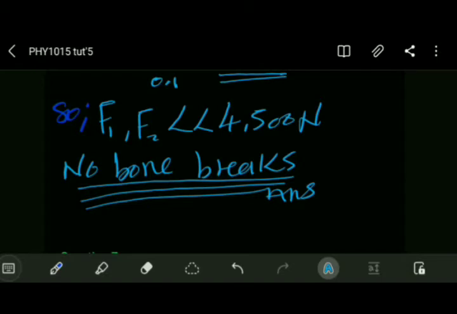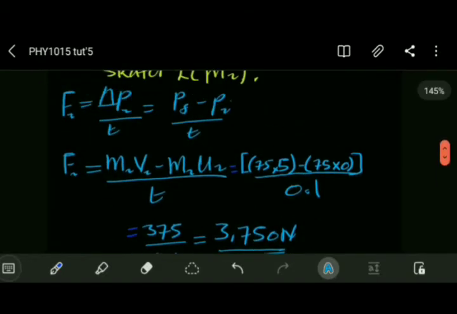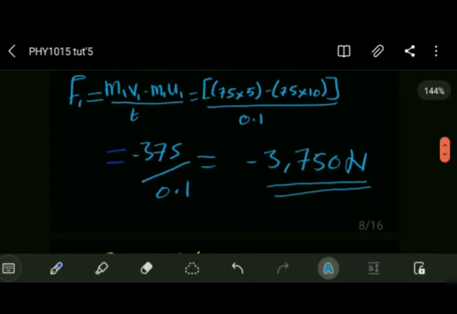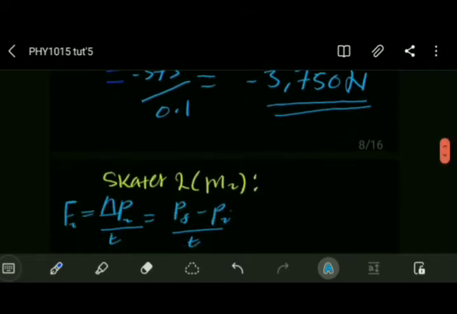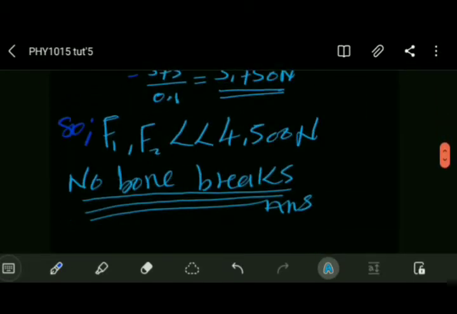All right. Okay, so yes, that's what we are supposed to find here, just the impact force on each skater, and we have found it. After finding that, we compare to the threshold for breaking a bone, and we have discovered that the forces are actually less, so no one is breaking a bone. Everyone is okay.